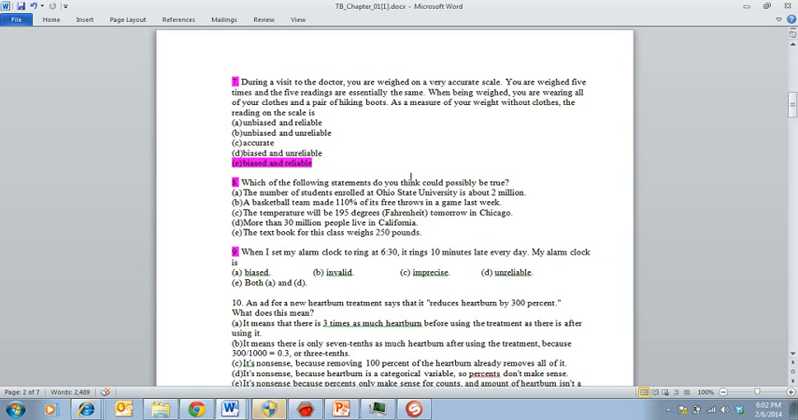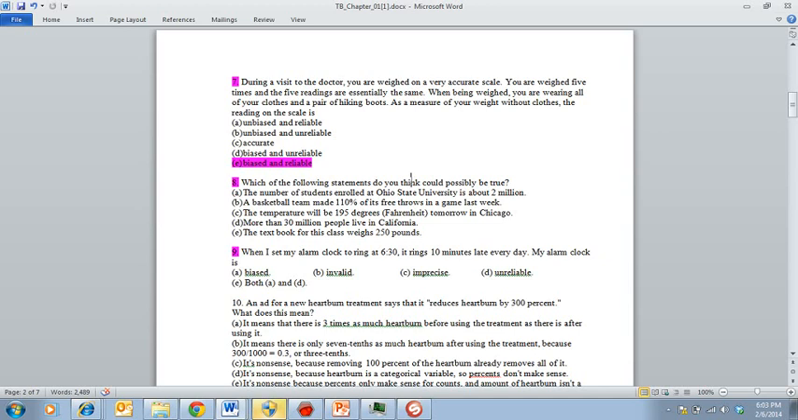B, a basketball team made 110% of its free throws in a game last week. You cannot make more than 110% of the free throws, or you would have been making more free throws. It doesn't make sense. The temperature will be 195 degrees Fahrenheit tomorrow in Chicago. Well, all those people in Chicago would be cooking if that happened.